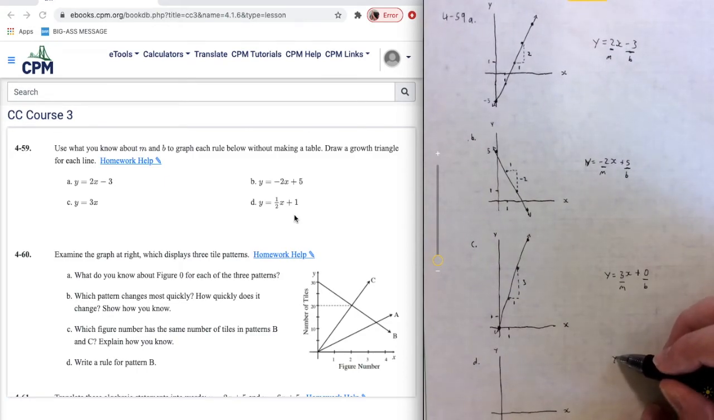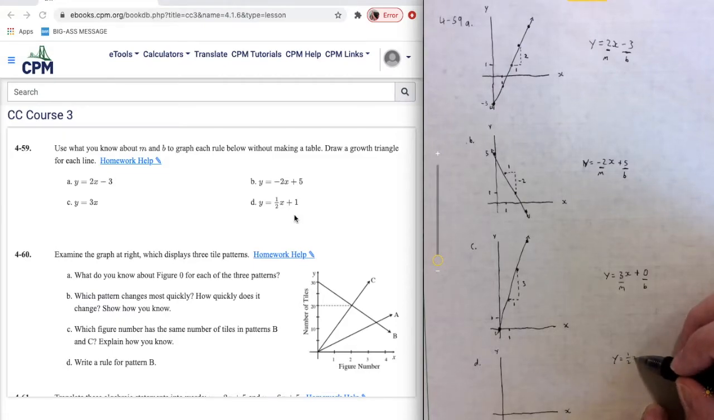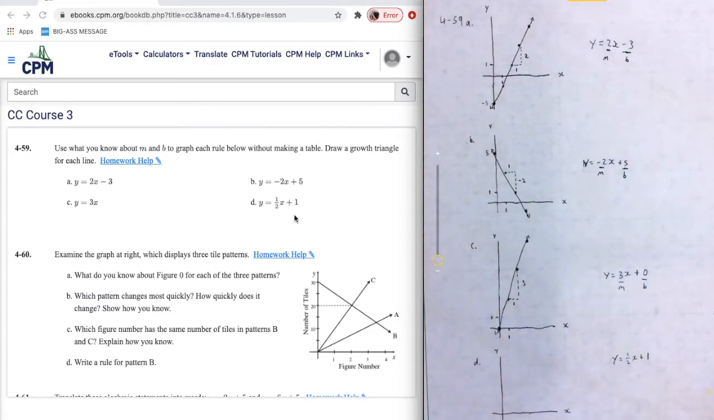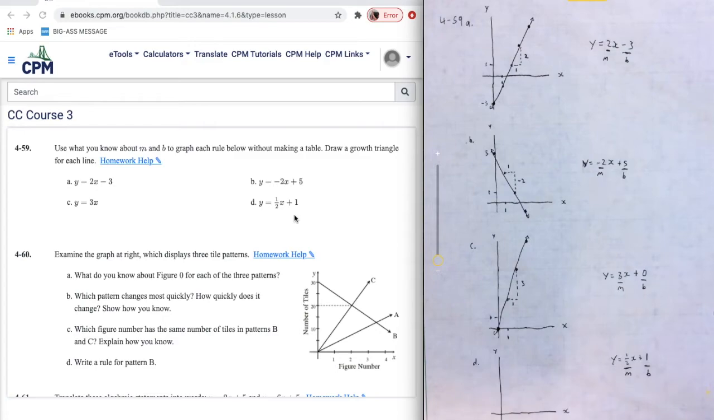We have y equals 1/2 x plus 1. So we know that the number in front of x, the coefficient, is going to be our m, that is our slope or growth of the graph, and this number added at the end, the constant, is going to be our b, where we're starting on this graph.